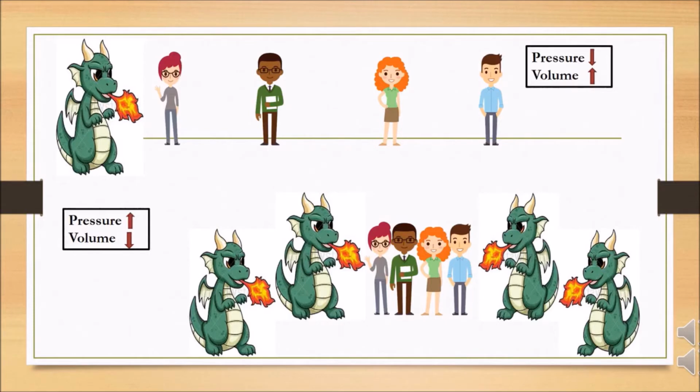Consider the cute dragon as the pressure, while the four friends are the number of moles of gas. When there are more dragons present, meaning more pressure, they stay closer together. This shows that at high pressure, volume occupied is lower, and vice versa.